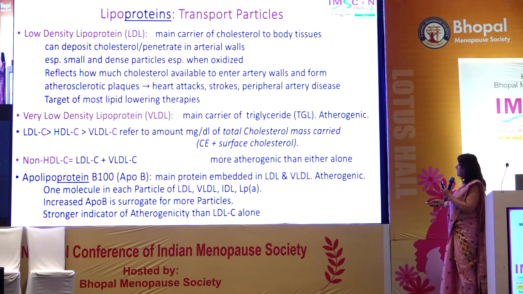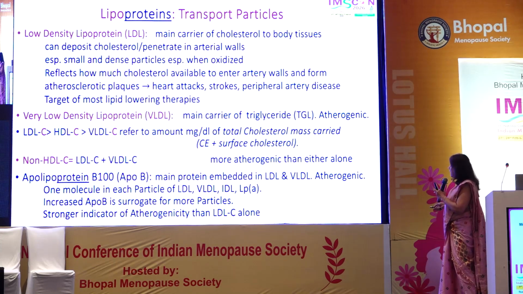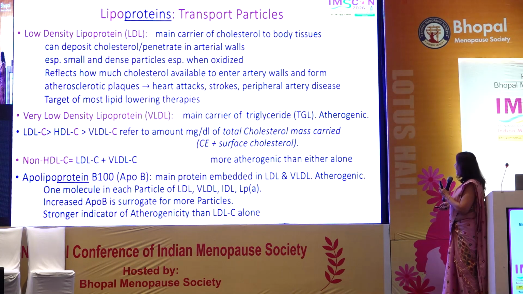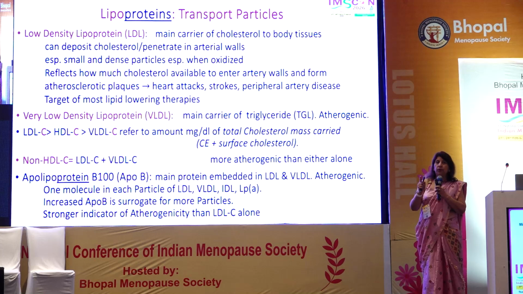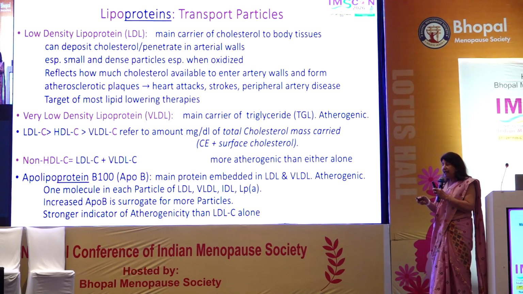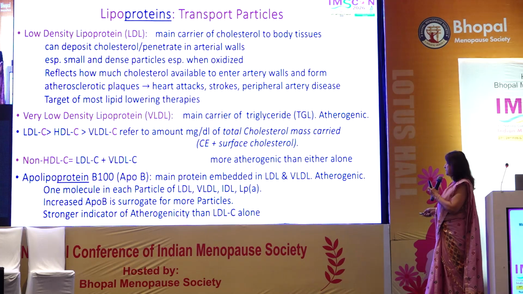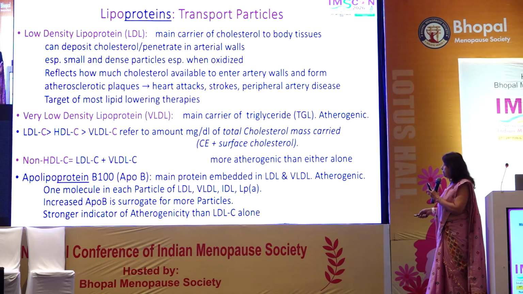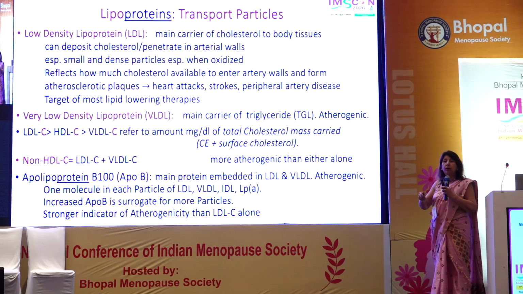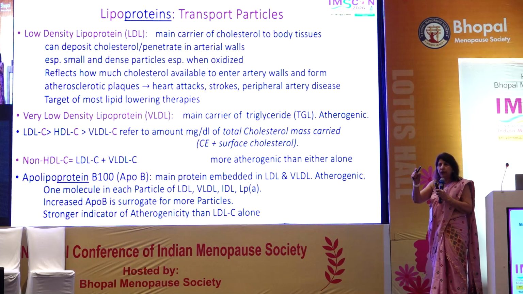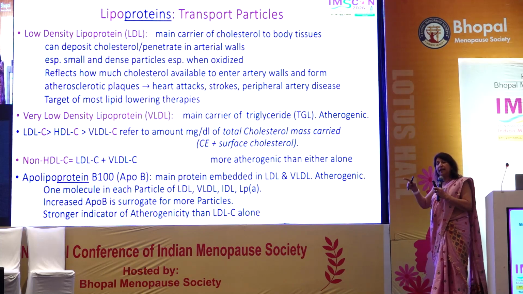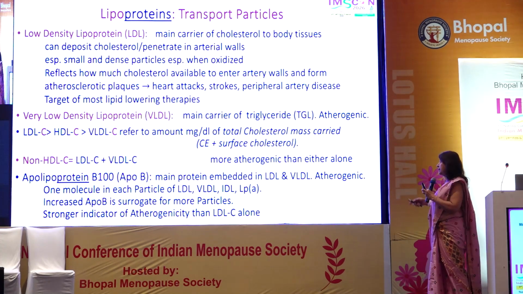Then the apolipoprotein, the protein part, is B100 and it is universally known as ApoB. This is the main protein which is embedded in LDL, VLDL, IDL and even lipoprotein little a. Now there is just one molecule of ApoB with each of these lipoprotein particles, which means that increased ApoB is a surrogate for more particles. So whenever you see a value of ApoB on your lipid profile report, it is telling you that these many particles of LDL or VLDL are there.